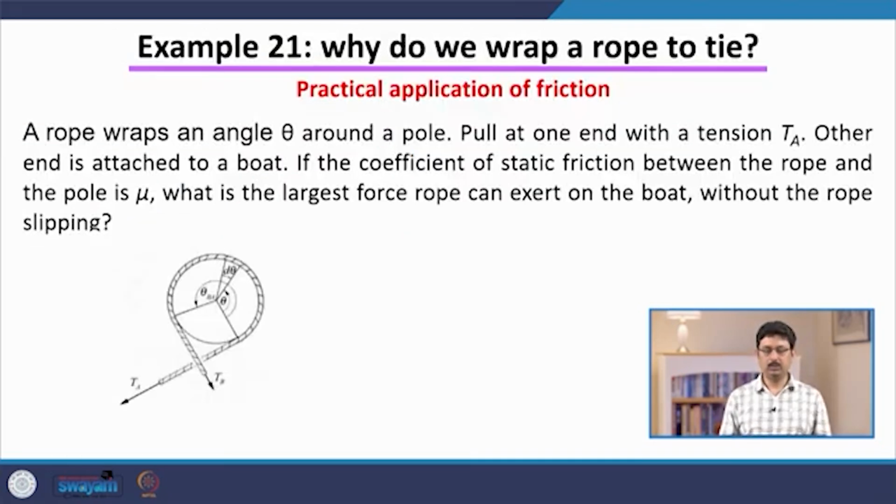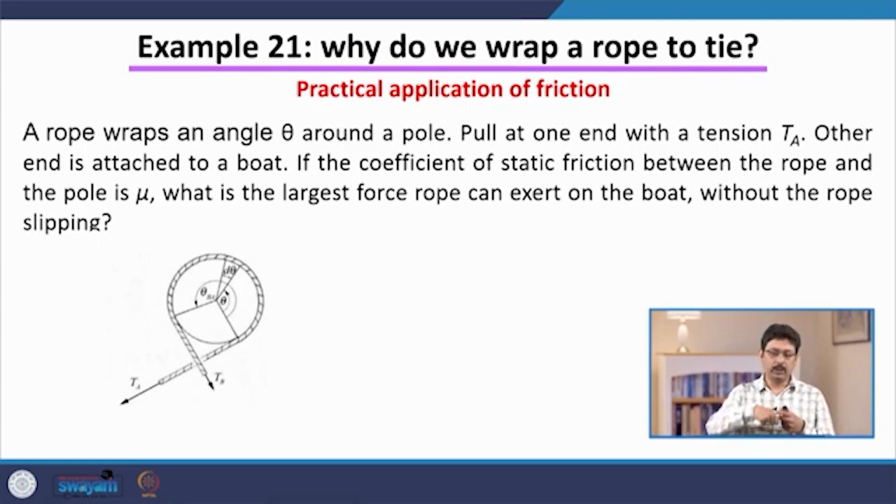Now, we go through very quickly to another example of friction, and in this case this is a solid. We are going back to the dry friction, or the friction between two solids. Some of you may already be familiar with this problem, but I find it a very nice problem which illustrates the practical application of friction. So, we all tie a rope around some pole when we are tying some heavy objects, such as a boat. You must have all seen this.